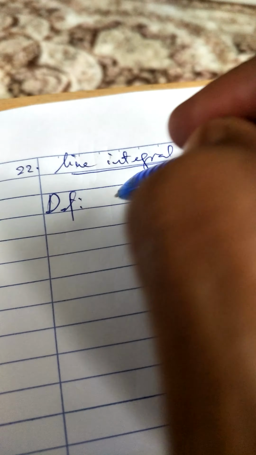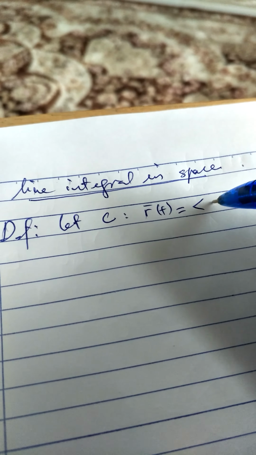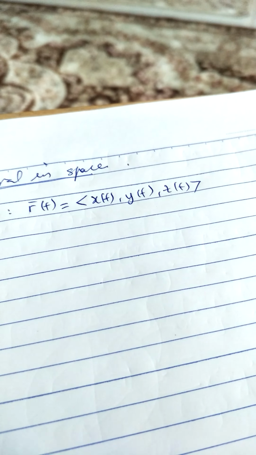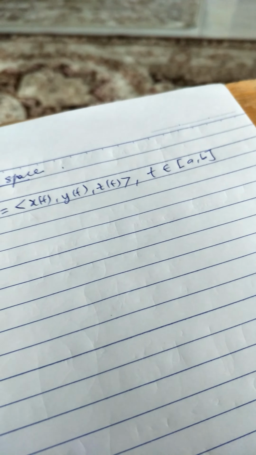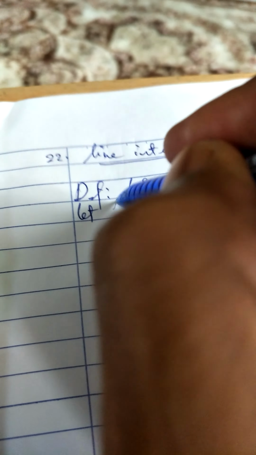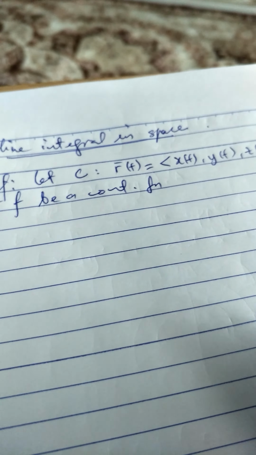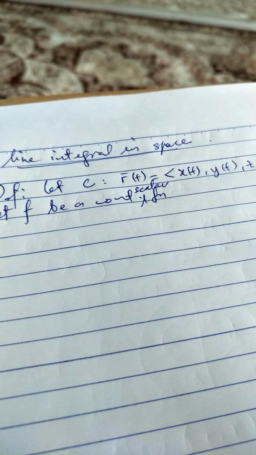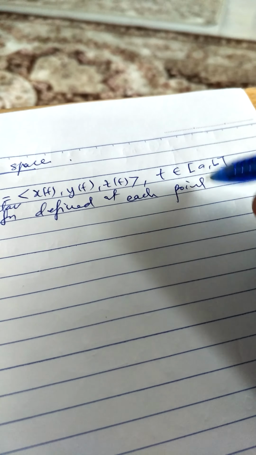The definition: let C be a curve defined by this position vector r with components x(t), y(t) and z(t), where t in [a, b], and we let f be a continuous scalar function defined at each point along C.